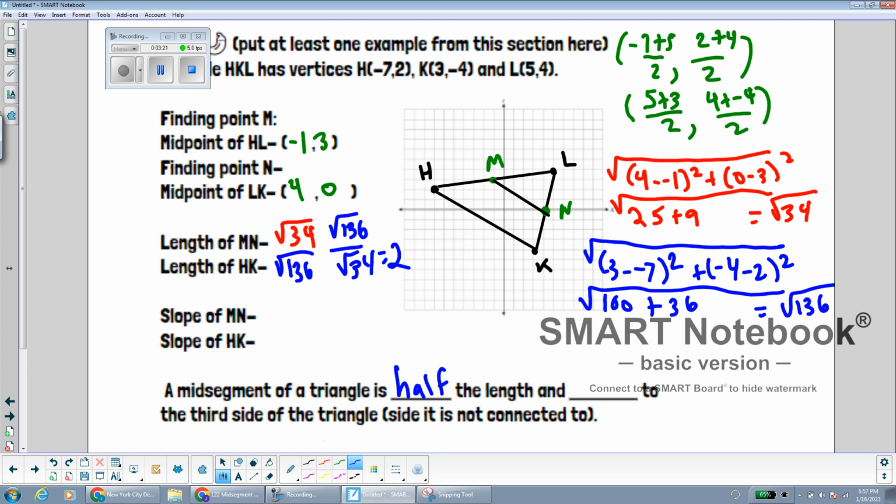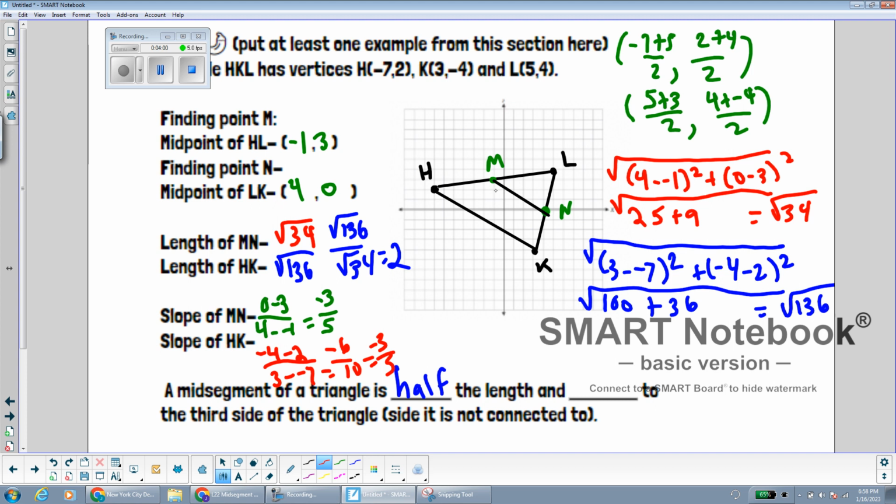Now let's talk about slopes. So if I find the slope of MN, I'm just going to use my coordinates really quick and plug into the slope formula. So that is (0 minus 3) over (4 minus -1), which is -3 over 5. And if I plug in for HK into the slope formula, that is (-4 minus 2) over (3 minus -7), which is -6 over 10. And that simplifies to -3 over 5.